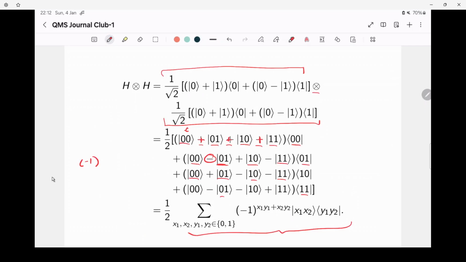So x1 would be 0, y1 would be 0, and then x2 would be 1, y2 would be 1. So over here you have minus 1 to the power of 1. And then this term coupled together is the outer product of 0, 1 with 0, 1. So you look at all the patterns, you find that all these terms eventually can be summarized into this whole summation. So that's why you can write it in this way.